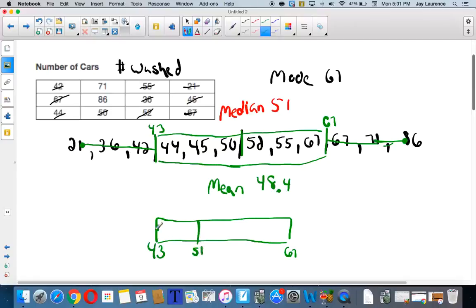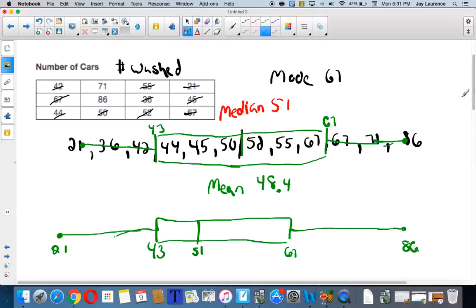Now, we said before that the distance here would be 30. I guess I've got to go a little bit longer than that to make it somewhat proportional, right? But over here, it's actually going to be a little bit longer because it's 35. And so let me try to go a little bit longer. And there you go. There's my box and whisker plot.